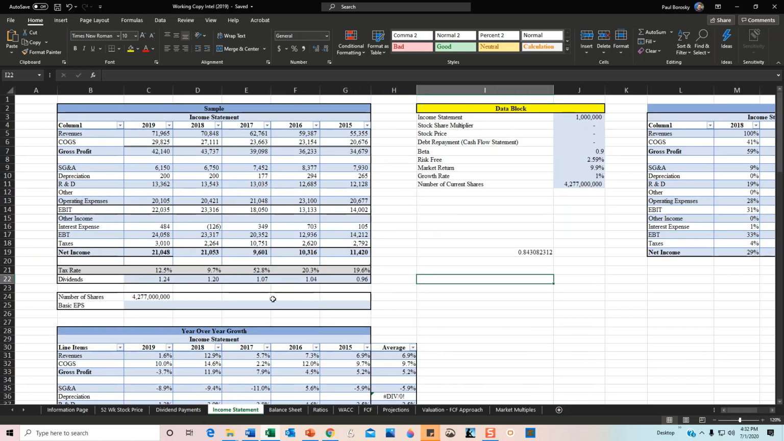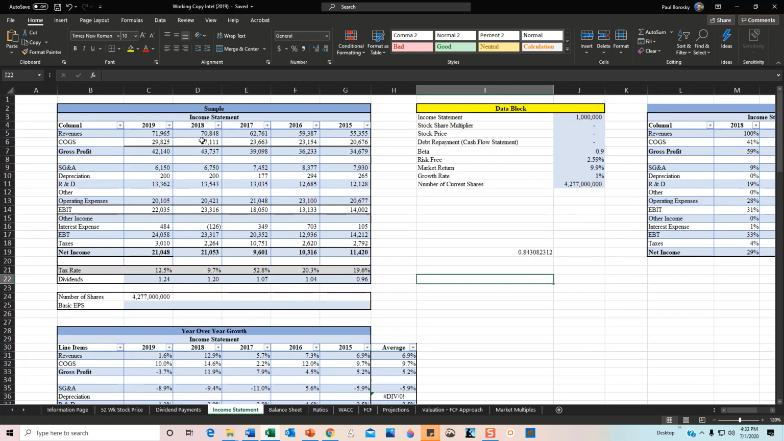Not too bad. Next thing I want to take a look at is going to be their revenues. So Intel in 2015 ended 2015 at about $55.3 billion in revenues. Over the next several years, they would grow. They would actually grow quite well. They'll bump it all the way up to about $71.9 billion. Not too bad at all.